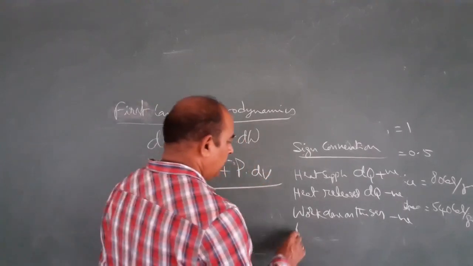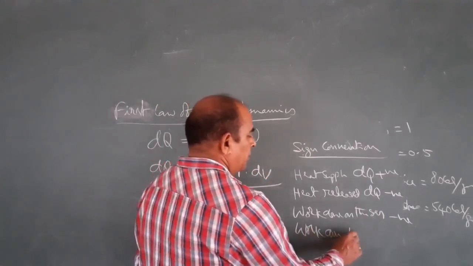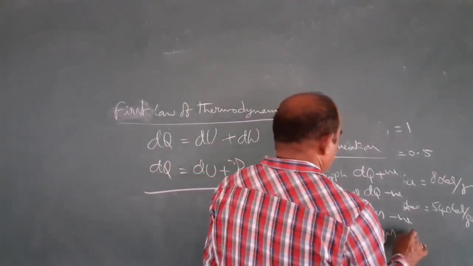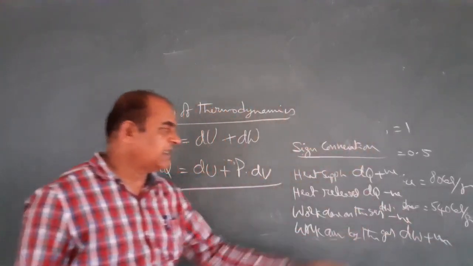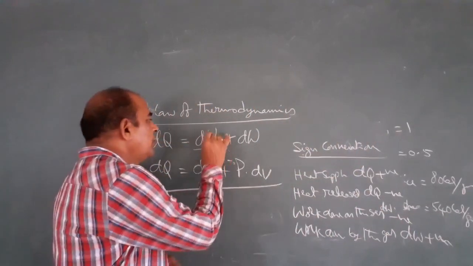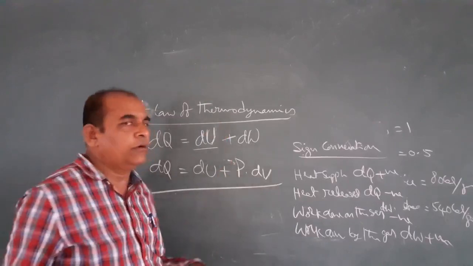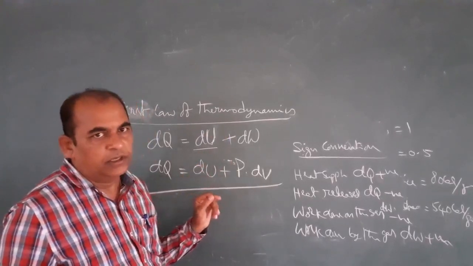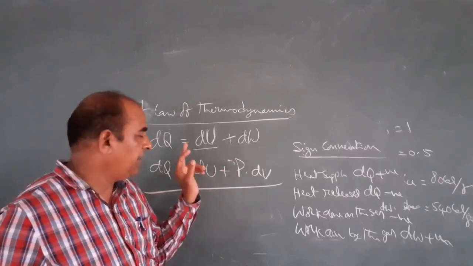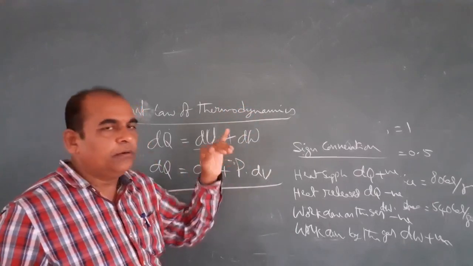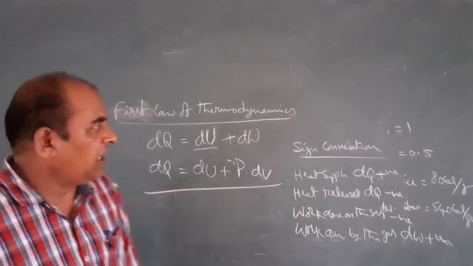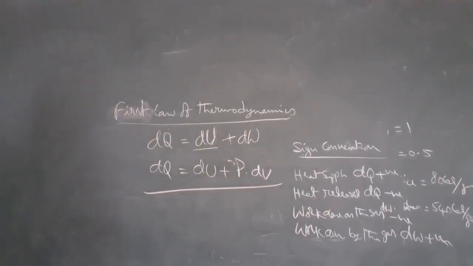Work done by the gas, then dW is positive. Here dW negative, here dW positive. So these are the sign conventions. We have to calculate dU, the change in internal energy. If the change in internal energy is positive, then you say internal energy increased. If it is negative, then internal energy decreases. Okay? Now we can do one problem based on the first law of thermodynamics.